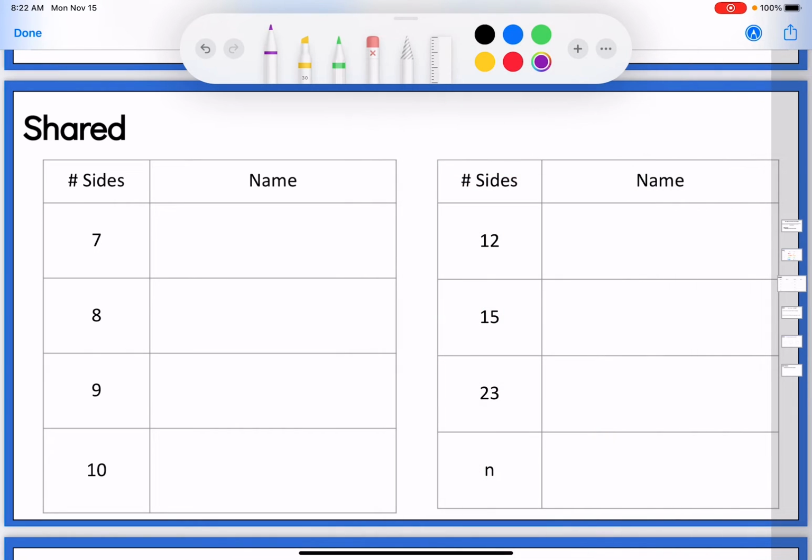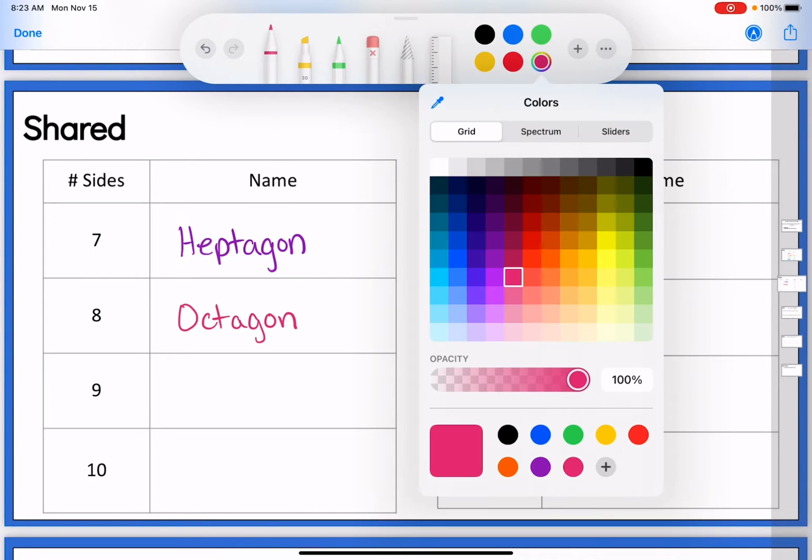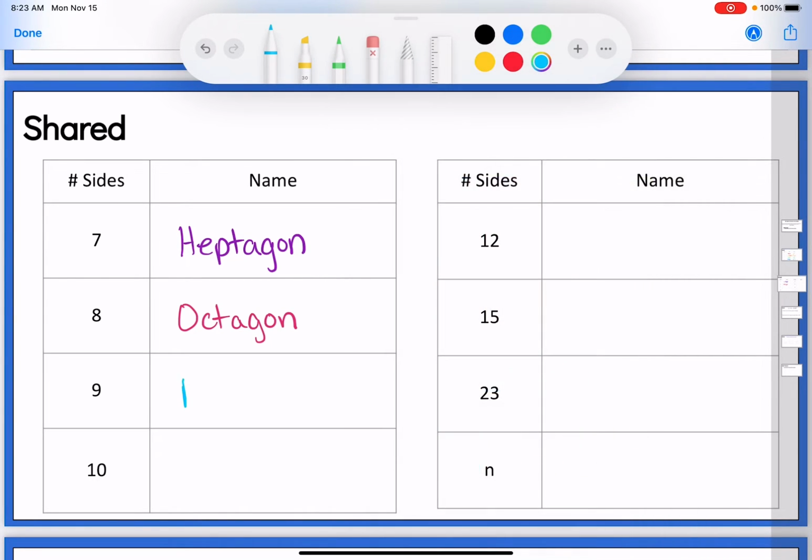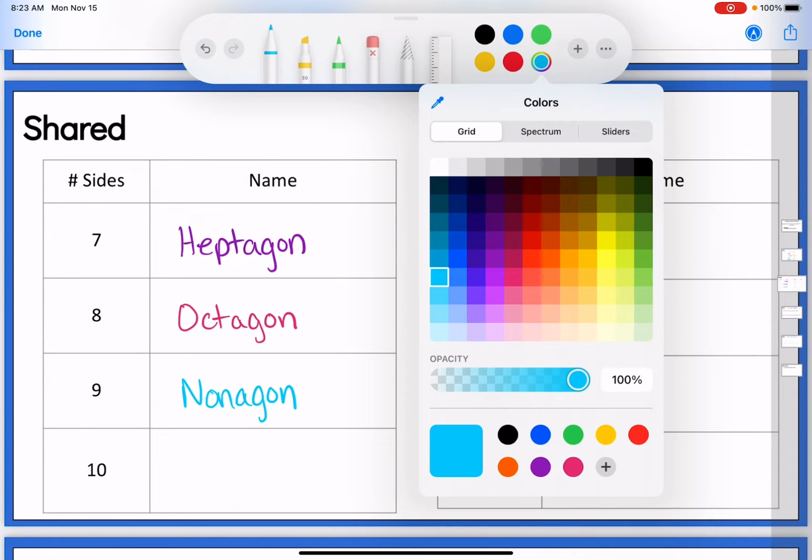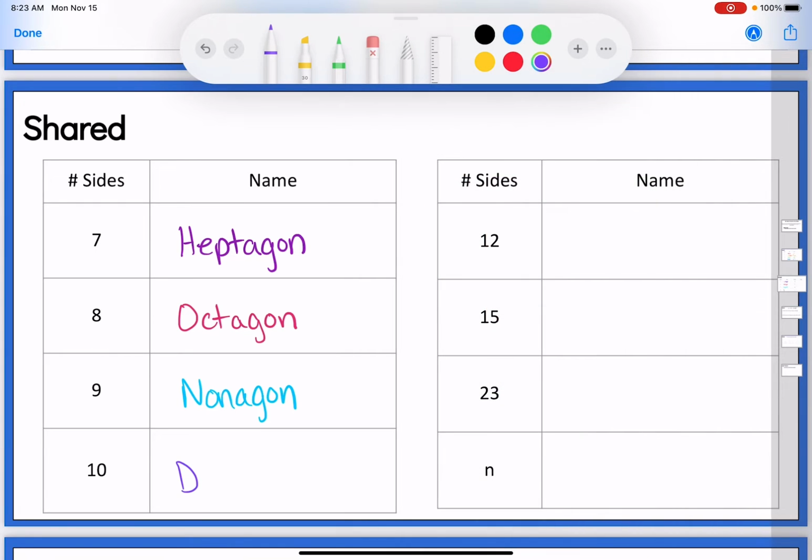7 sides, this is a tricky one. 7 sides is actually called a heptagon. If you didn't know that one, put a star next to it, because you will have to know these names by heart. You'll have to have them memorized. And so any of them that you didn't know, maybe put a star next to so that you can find them quickly and start to memorize them as you go. 8 sides, hopefully you know that stop sign shape is called an octagon. 9 sides is called a nonagon. And 10 sides is called a decagon.